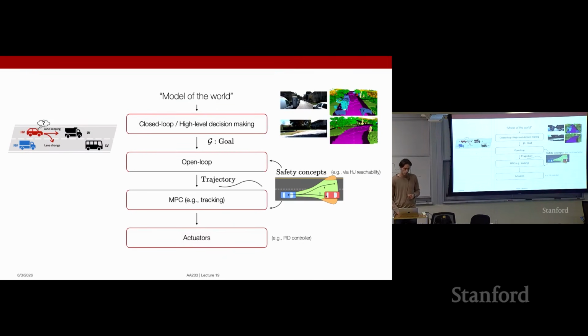Of course, throughout all of this, we might have some safety concerns, and we could be dealing with safety critical applications. For example, in the case of driving, we might have some set of states which we do not want to visit because of some safety concepts which we care about. And so the safety concepts which may be computed through things such as Hamilton-Jacobi reachability are typically mechanisms through which we can inform both or either of open loop and the tracking module.